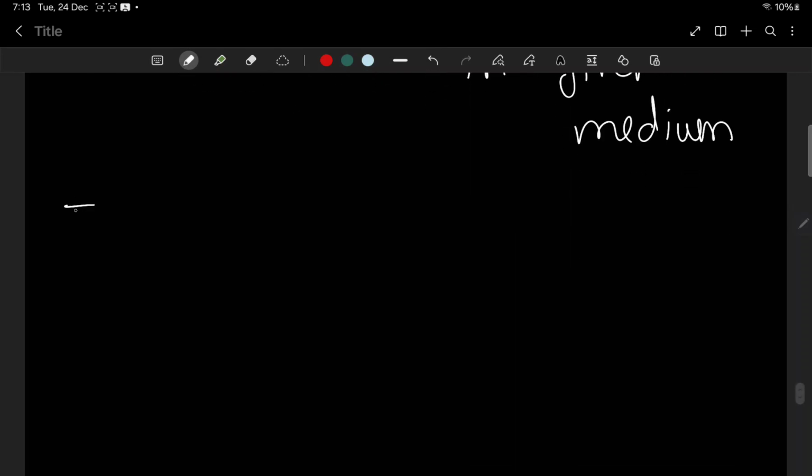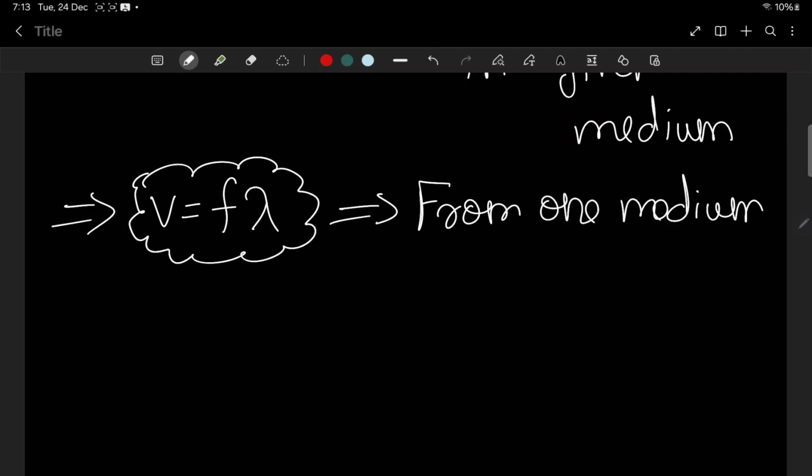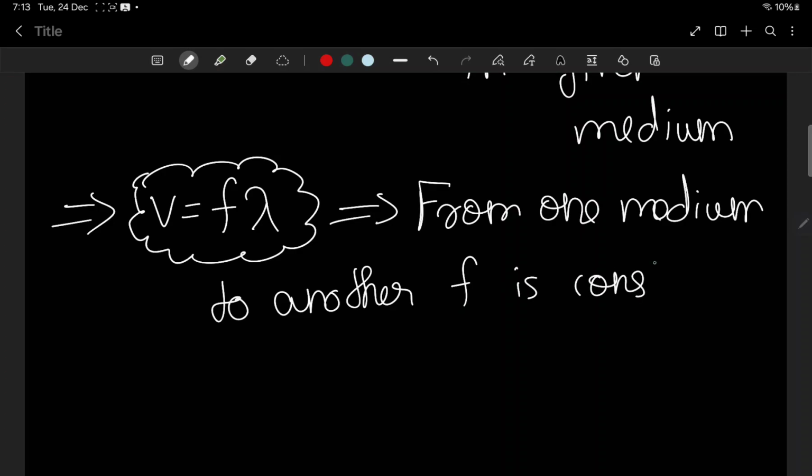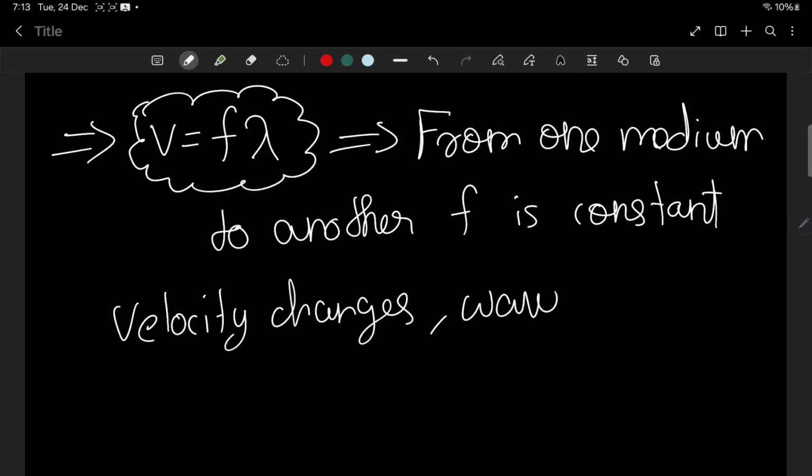Now another thing I am telling: you know that V equals F lambda, from the waves chapter, from the sound chapter, etc. Velocity is equal to frequency into lambda. In this equation, from one medium to another, F is constant. The frequency of a light wave is always constant. So what changes is the velocity, and lambda, that is the wavelength, also changes.